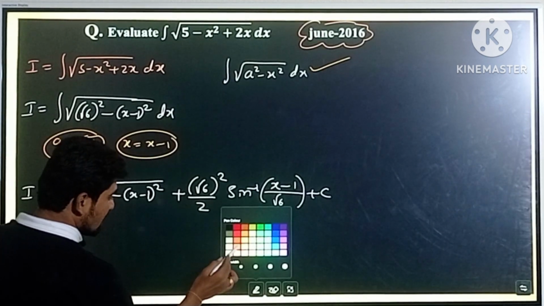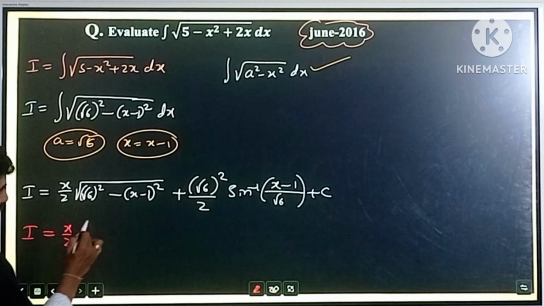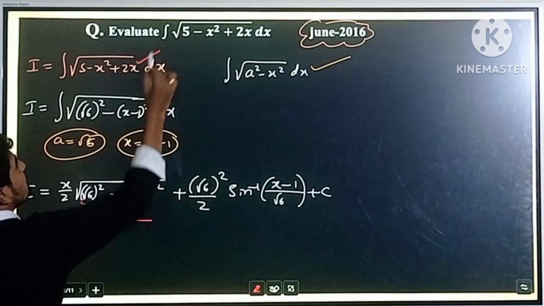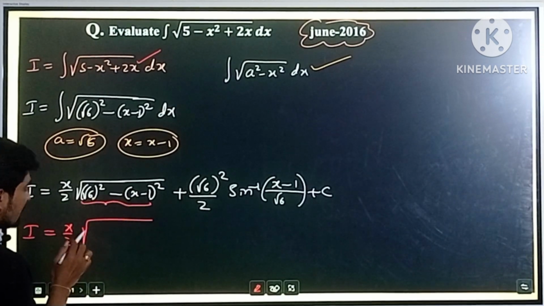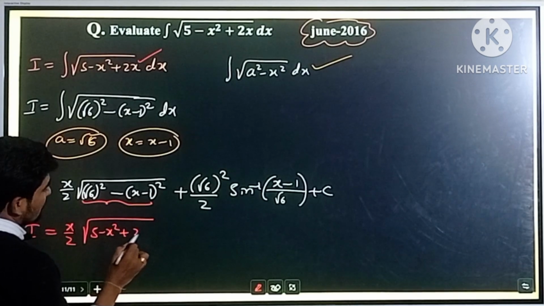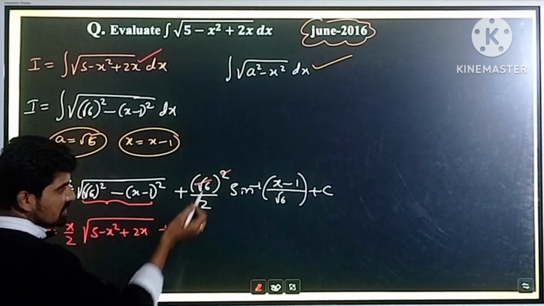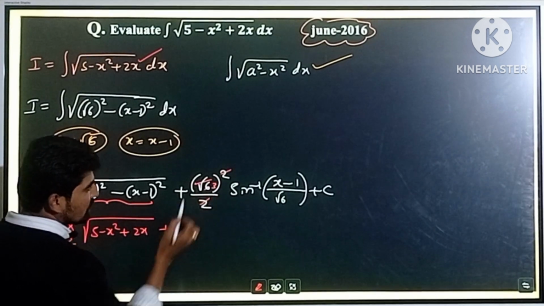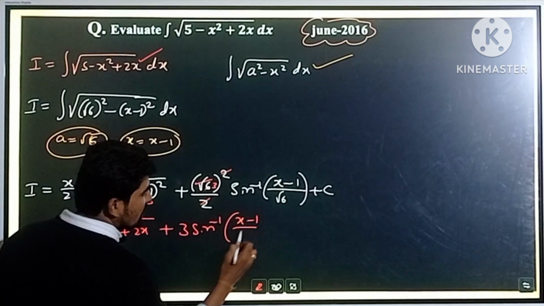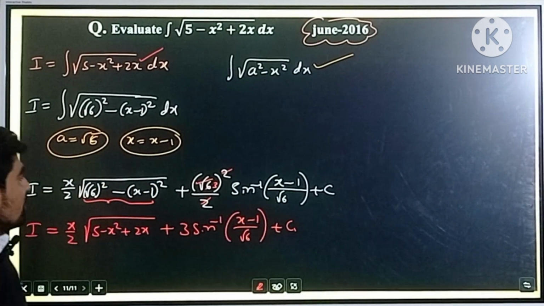And the final answer: I is equal to x by 2 into the square root of, this form is obtained from this quadratic expression. Therefore, it can again be replaced by 5 minus x square plus 2x. Plus, the squares cancel, remains 6 by 2. 2 ones are 2, 2 threes are 6. So 3 into sine inverse of (x minus 1) divided by root 6, plus c, is the answer. I hope all of you understood.